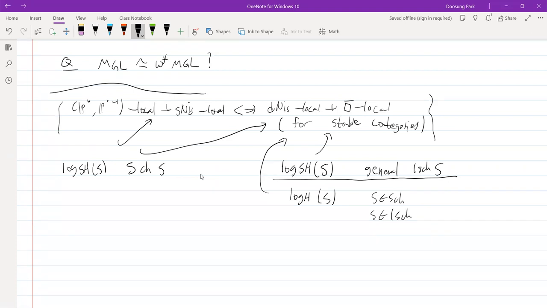Mm-hmm. Okay, thanks. So again, for log H, the right definition works for any log scheme. So the definition with the dividing Nisnevich topology for the unstable log H category works for any log base scheme. Correct. Okay, thanks.